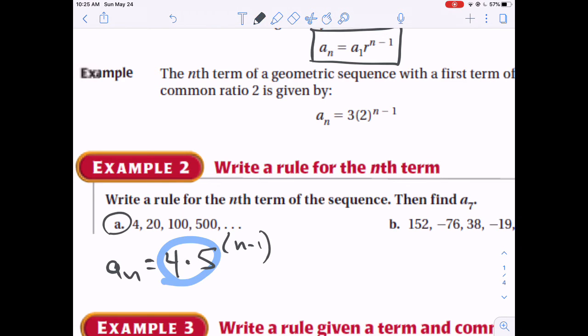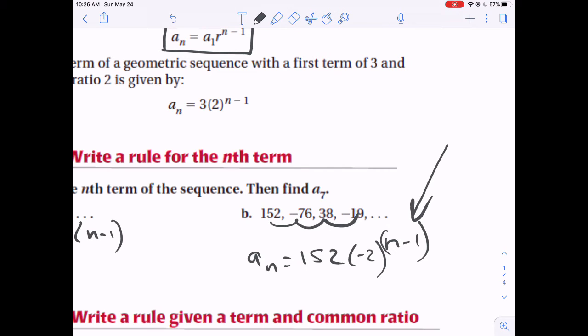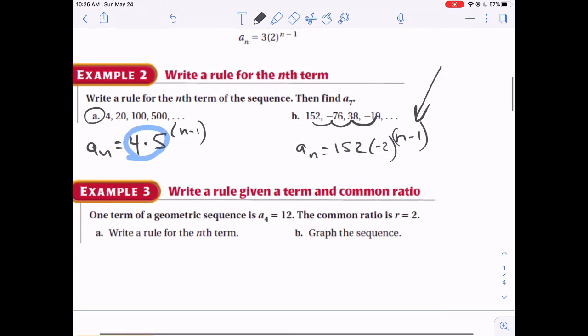All right, next one. 152. Looks like we're dividing by 2, by negative 2. Yeah, we're going to divide by negative 2 going here. So a sub n equals the first number, 152. The rate is negative 2. We're dividing by negative 2, to the n minus 1. Of course, when this exponent becomes an even number, that's why the signs change. When it's even, it'll be positive. When it's odd, it'll be negative.